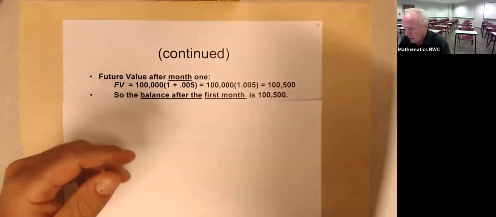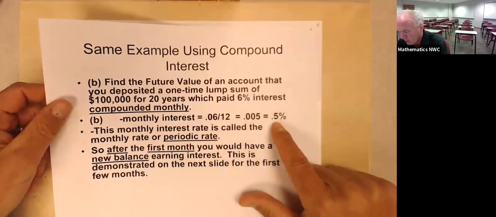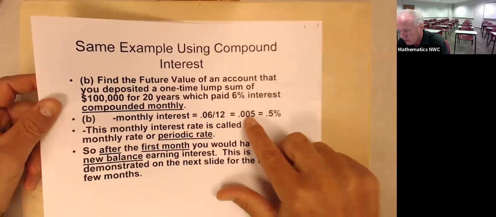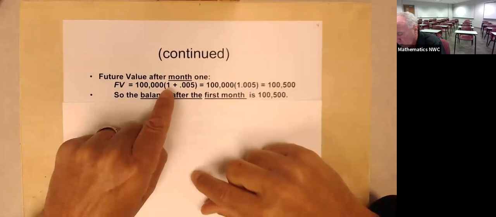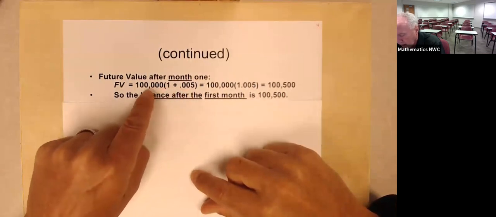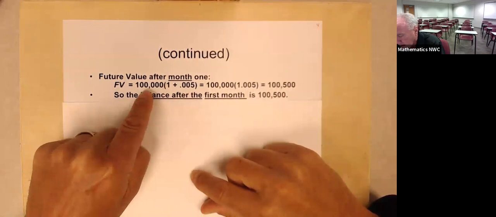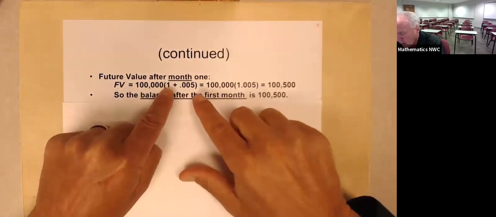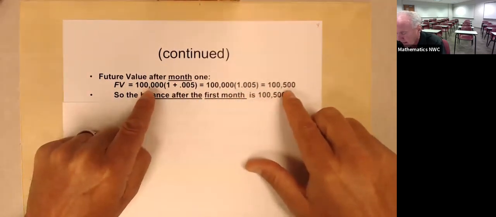You remember a moment ago, we found our monthly interest rate was 0.5%. That's 0.005. So then after 1 month, I would have 1 plus 0.005. That's the interest that I got in 1 month. The 1 times 100,000 gives me my original 100,000. But this 0.005 times 100,000 gives me my interest. So if I add these together, take it times 100,000, I get 100,500.